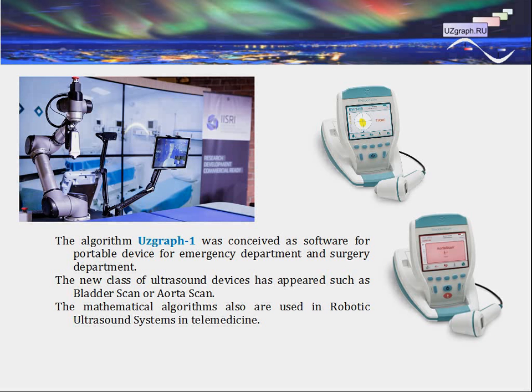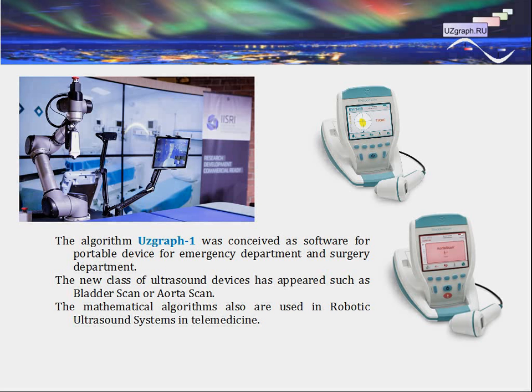This work relates to the new class of ultrasound devices that has appeared today, such as bladder scan or aorta scan. This kind of ultrasound device allows rapid examination without visualization of ultrasound images. The mathematical algorithm of the devices finds the necessary zone of ultrasound scanning and makes measurements without intervention of ultrasound medical staff. Bladder scan measures urinary bladder volume. Aorta scan measures abdominal aortic diameter. Both ultrasound devices help to make the measurements quickly and diagnose the disease without delay. The mathematical algorithms are also used in robotic ultrasound systems in telemedicine.